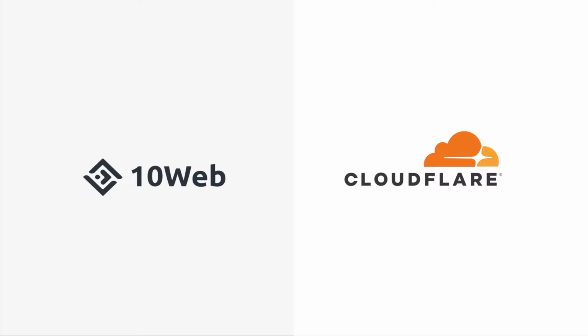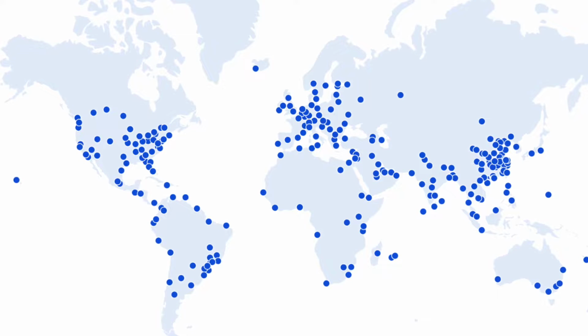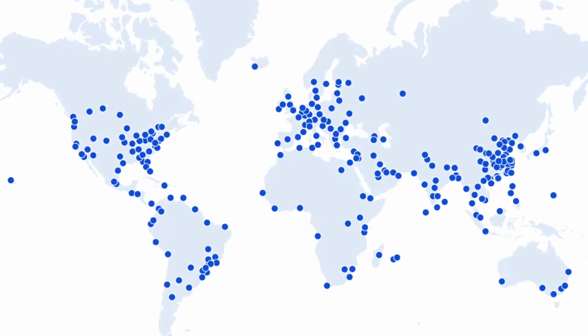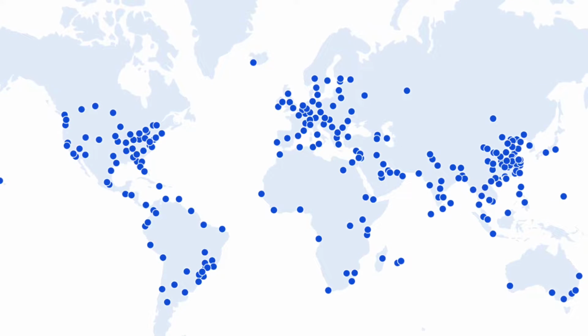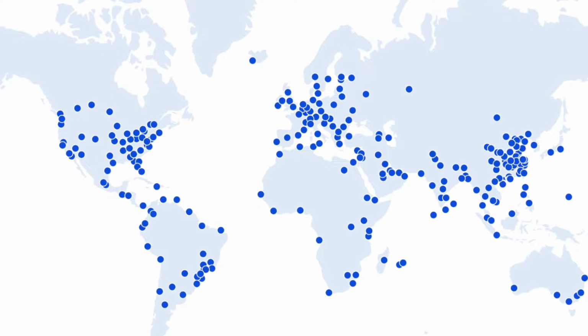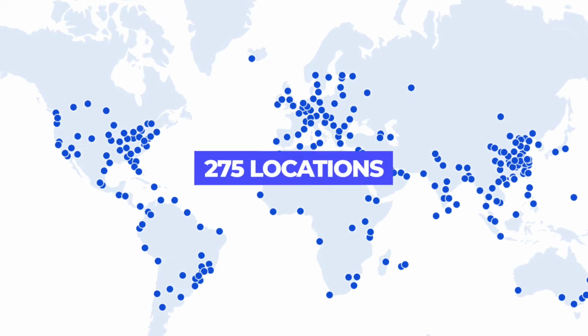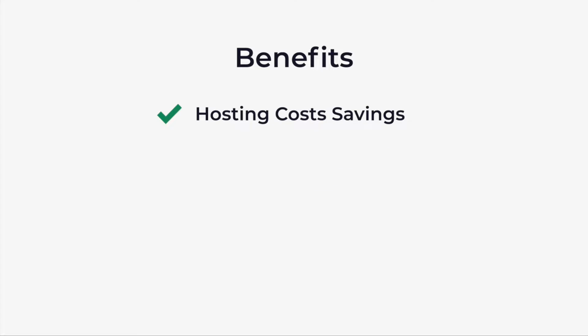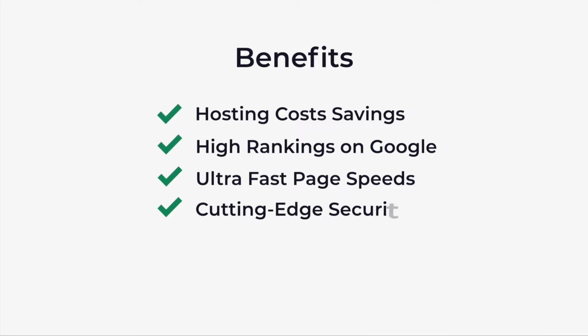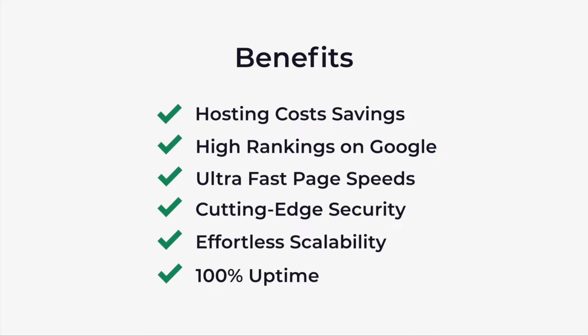10Web partnered with Cloudflare. Now, your 10Web Booster Pro comes with a Cloudflare Enterprise add-on. This means when you get the 10Web Booster plugin, you will also have access to the entire Cloudflare tier. This is not the regular Cloudflare network. Here, you get access to Cloudflare CDN Enterprise with premium features and an edge network of 275 locations worldwide, resulting in hosting cost savings, high rankings, ultra-fast page speeds, cutting-edge security, effortless scalability, and 100% uptime.